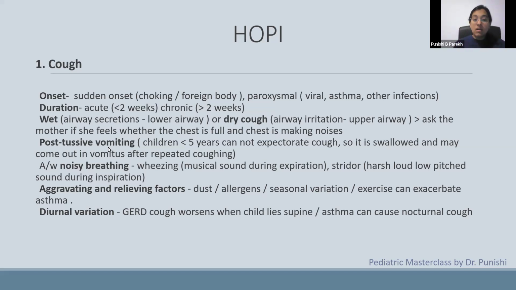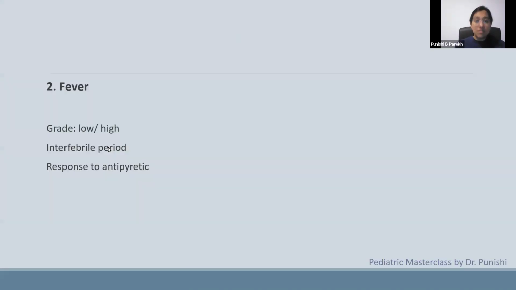The next symptom that the mother gave was fever. Now, again, fever becomes very important, and there are specific questions that you need to ask, which will again give you insight as to whether the etiology is viral or bacterial. Now, let's look at how. So, three important questions that you ask with respect to fever are: what is the grade of fever? Is it low grade or high grade? What is the interfebrile period looking like? Is the child active in the interfebrile period? Is the child playful? Or is the child lethargic, unable to feed, and toxic looking? What is the response to antipyretics?